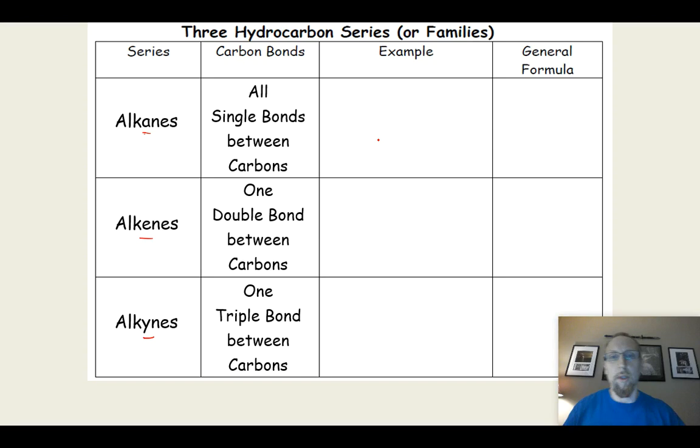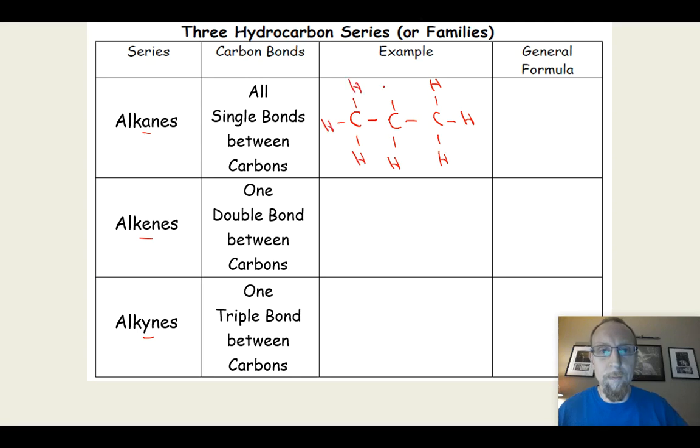So let's draw some examples of these. Let's say I have an alkane. We'll do a 3-carbon chain: 1, 2, 3. And we'll put our H's all around. So that's a 3-carbon alkane, all single bonds between the carbons.